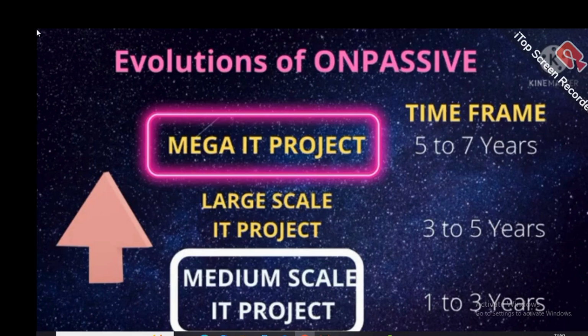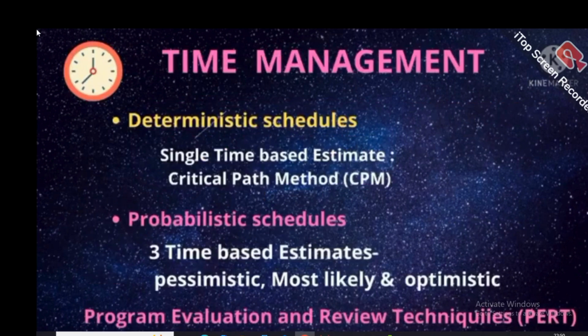My dear friend, now many people are asking why ONPASSIVE is not giving exact dates. See, in project management there are two models. One is deterministic and one is probabilistic, and schedules are made accordingly. Deterministic schedules are for a known project with a known time frame, where there is a single time based estimate, and project progress and everything is controlled by the critical path method, CPM.